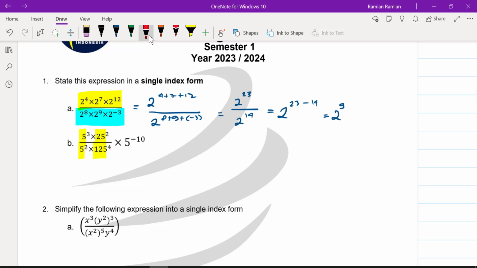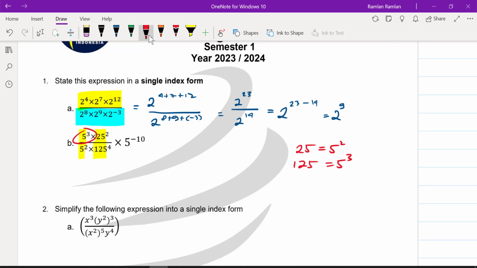For instance, here we have 5 to the power of 3, so let's not change it because 5 is a prime number, so you can't simplify it. And the 25, yes, we can do that. Notice that 25 is actually 5 to the power of 2, so we can change that into an index form. The same thing with 125: 125 is equal to 5 to the power of 3. So our first task for this one is to make all of the terms have the exact same base, which in this case is 5. So change all of the bases to 5.